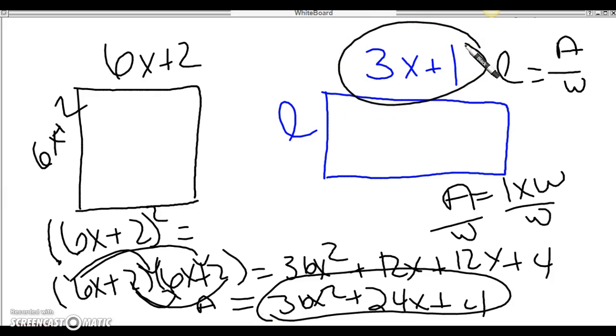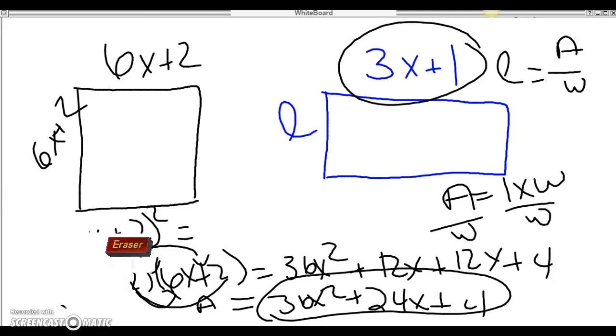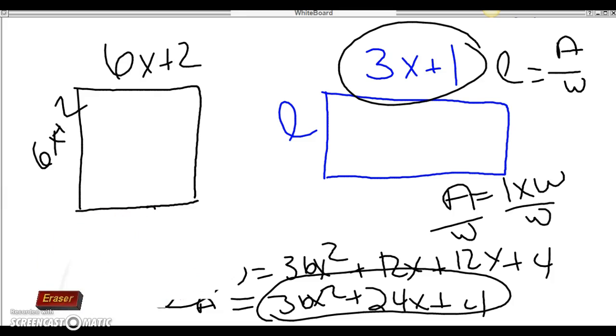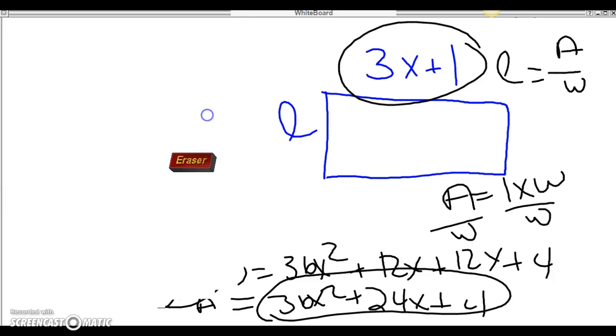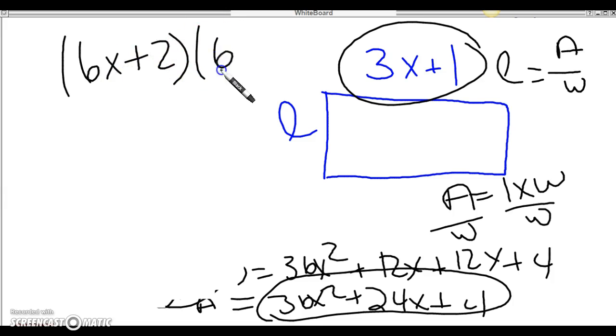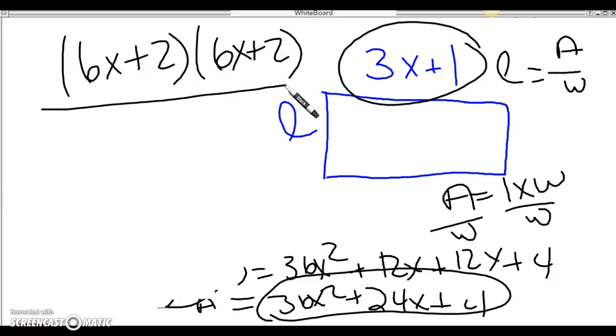And I think that I shouldn't have multiplied it out. That was a waste of time. I wish someone was here to tell me. So I should have just written it as 6x plus 2 times 6x plus 2 as my area over my width, which was 3x plus 1. And that's going to give me my length.